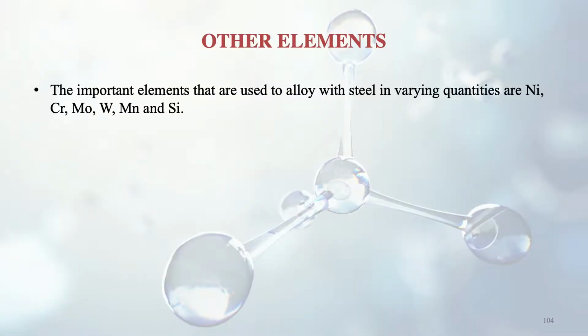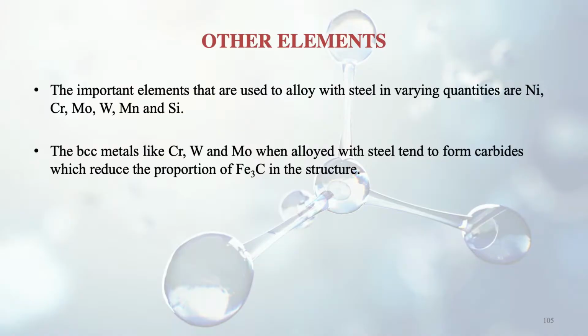There are other important elements that are alloyed with steel in small or varying quantities, like nickel, chromium, molybdenum, tungsten, manganese and silicon. Some of these we have discussed earlier. BCC metals, the body centered cubic metals like chromium, tungsten and molybdenum, when alloyed with steel, tend to form carbides, and these then reduce the proportion of Fe3C in the structure. So these will react with the carbon, and obviously iron carbide will decrease in the structure.